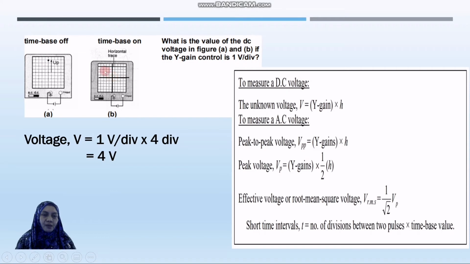Same goes for B. This is what happened when the time base is on. So the displacement from the zero position is 4 divisions, 1, 2, 3, 4. So the voltage is 4 volts.